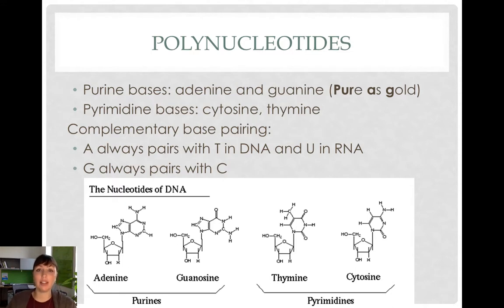The purine bases are adenine and guanine. One way to remember that is purine bases are pure as gold. So purine bases are adenine and guanine, and the pyrimidine bases are cytosine and thymine. And for the complementary base pairs, A always pairs with T in DNA and U in RNA, and G always pairs with C.